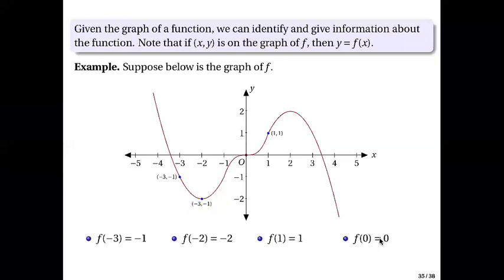f of 0 equals 0 because that's your origin. So f of 0 equals 0. Again, let me replace this with negative 2 comma negative 2. But yeah, f of 0 equals 0 because you're on the origin also. So again, the same, but this 0 here is the y coordinate of the origin.